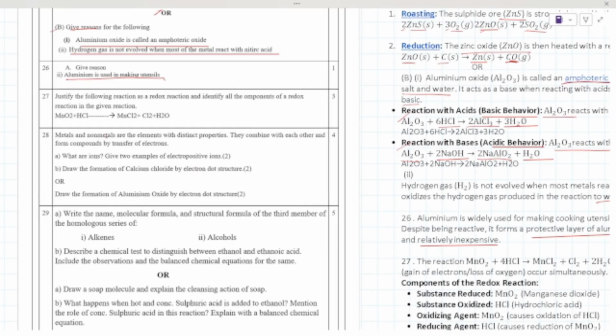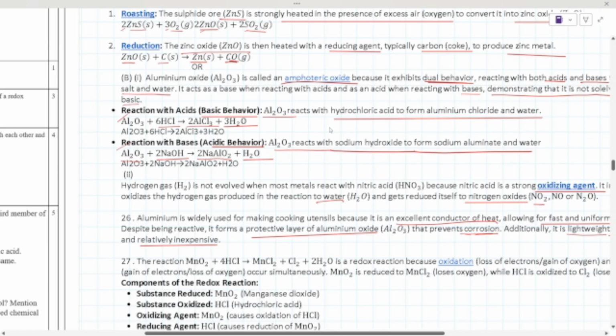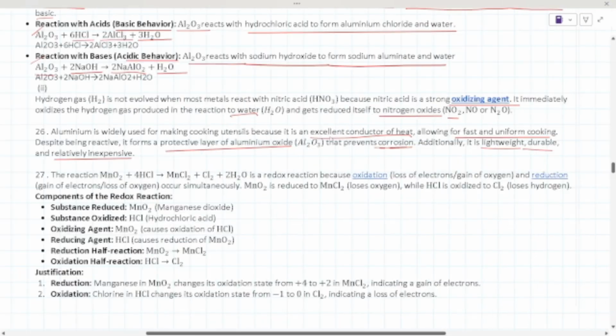Now, after that, justify the following reaction as a redox reaction. Identify all the components of the redox reaction in the given reaction. That is MnO2 plus HCl will be MnCl2 plus Cl2 and H2. Let's see here the explanation.